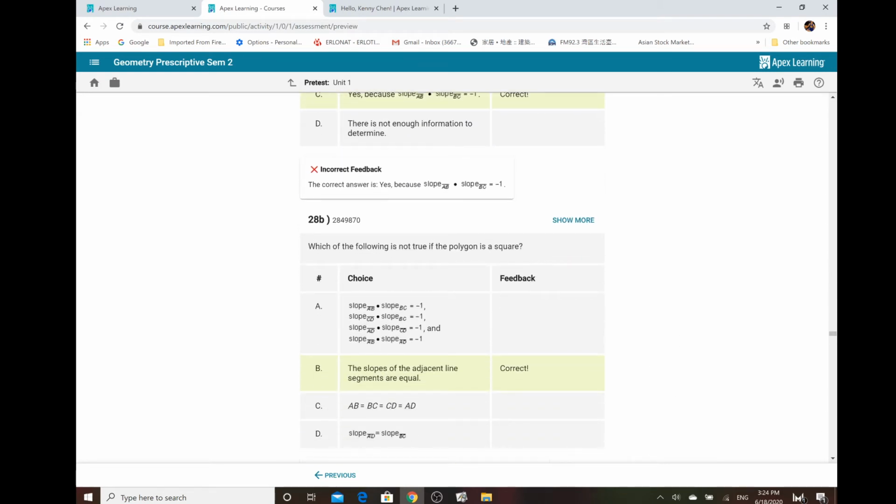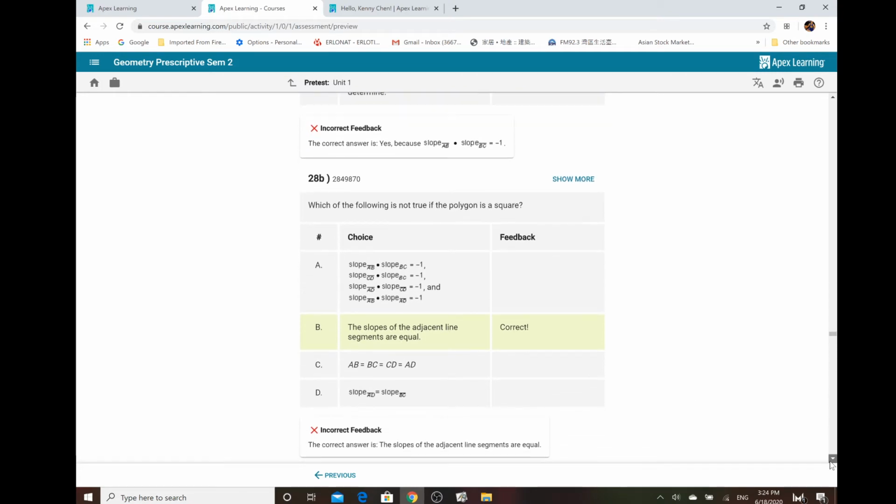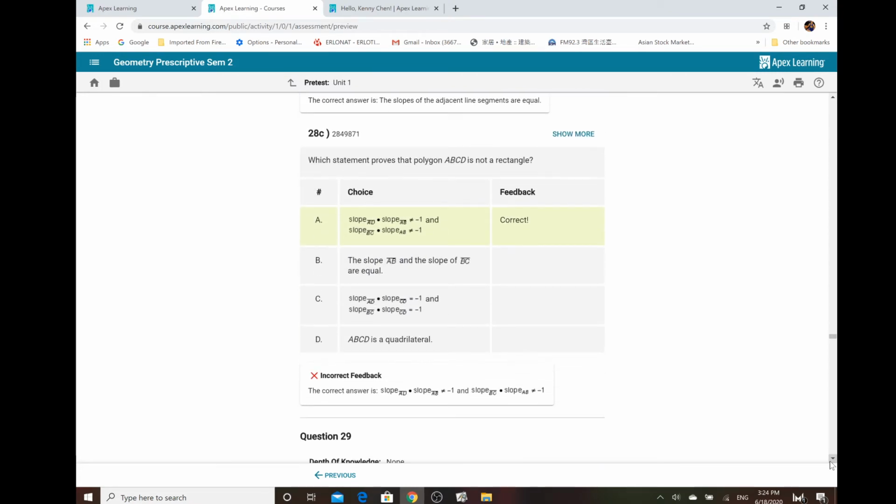And which of the following is not true if a polygon is a square? So the slope of the adjacent line segments are equal. Excuse me. The slope of the adjacent line segments, they are not equal for the square, and they're considered negative reciprocals. Okay, so now let's see what else that we have.